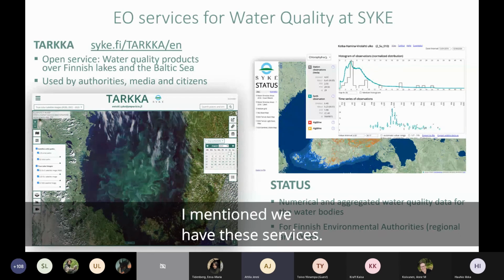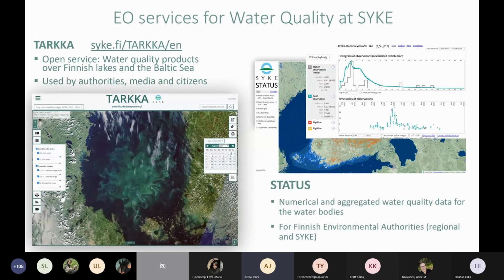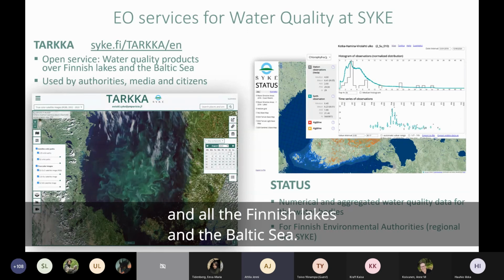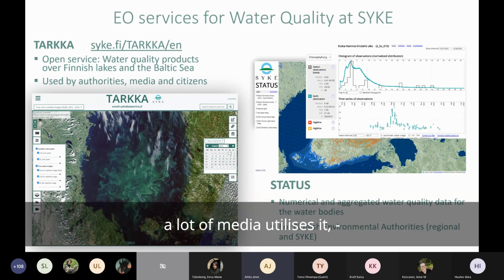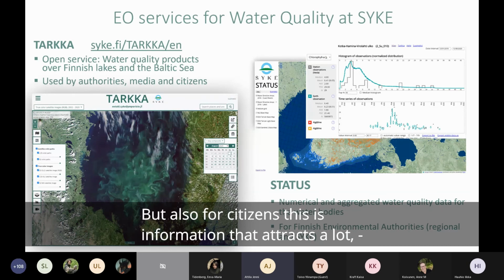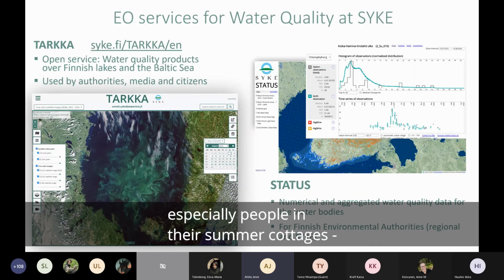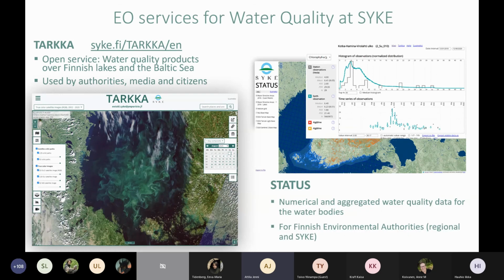And I mentioned that we have these services. We have Tarkka, an open service for water quality products over Finnish lakes and the Baltic Sea. It's used by environmental authorities. A lot of media utilizes it, especially in the summertime with the cyanobacteria bloom, but also citizens. This is information that attracts a lot of interest, especially people who are at their summer cottages or in fishery. People who are going fishing want to know the water temperature, for example.